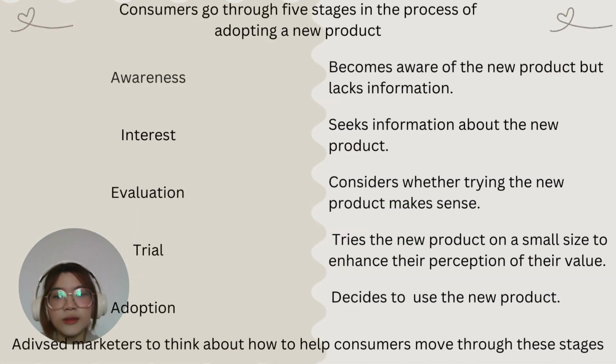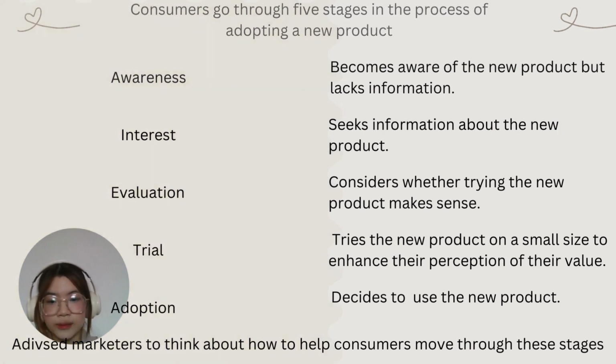Besides that, consumers go through 5 stages in the process of adopting a new product. These are awareness, interest, evaluation, trial, and adoption. Awareness is when consumers become aware of a new product but lack information. In interest, they seek information about the new product, and in evaluation, they consider whether trying the new product makes sense. In trial, consumers try the new product on a small scale to enhance their perception of its value. And the last one is adoption, deciding to use the new product.